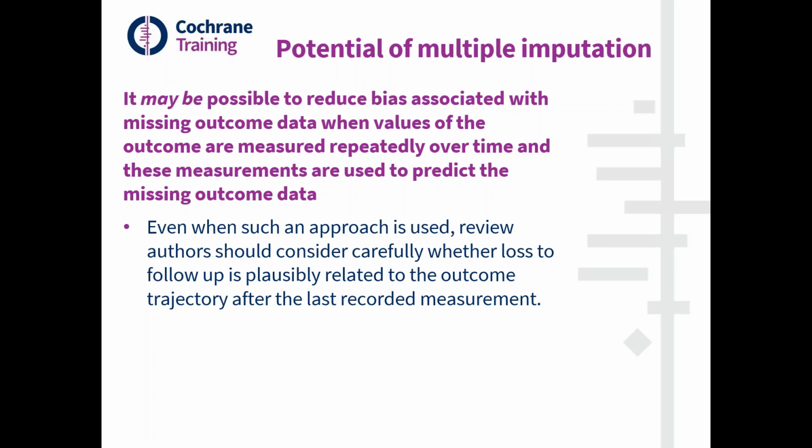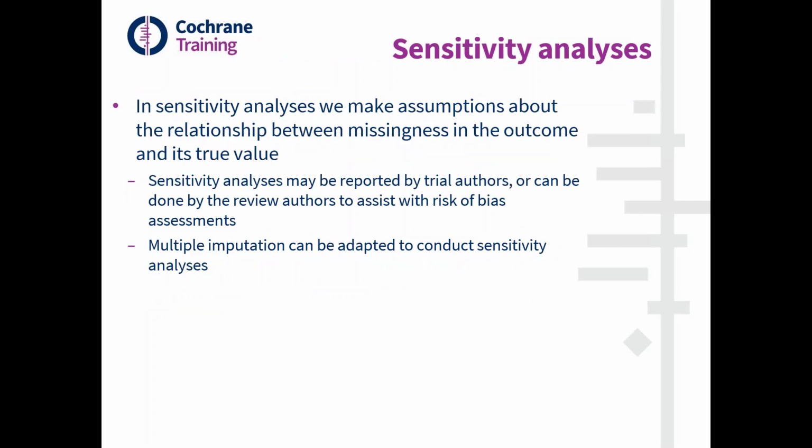So we see a trajectory of outcome measurements, then the patient drops out, but it's still possible that they dropped out because their outcome level had got a lot worse after the last recorded measurement. So the simple message there is that we should usually not assume that just because the trial authors reported an analysis based on multiple imputation, that has reduced the risk of bias.